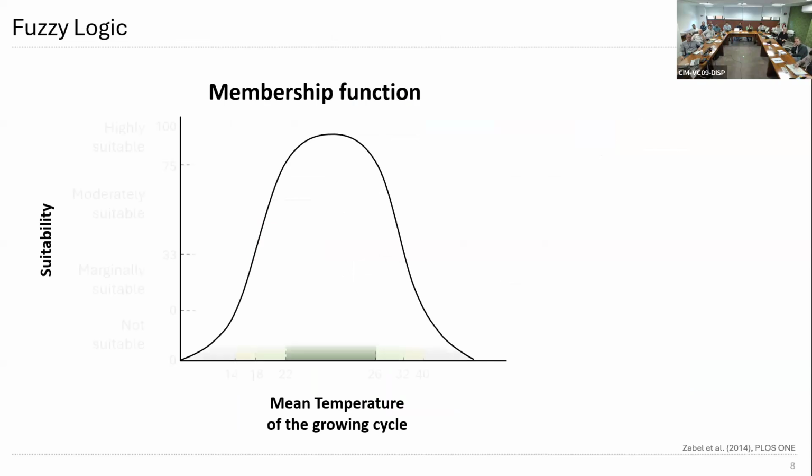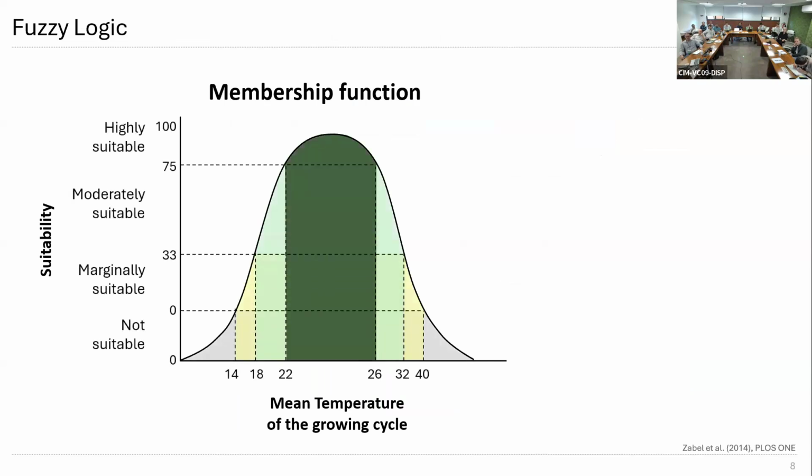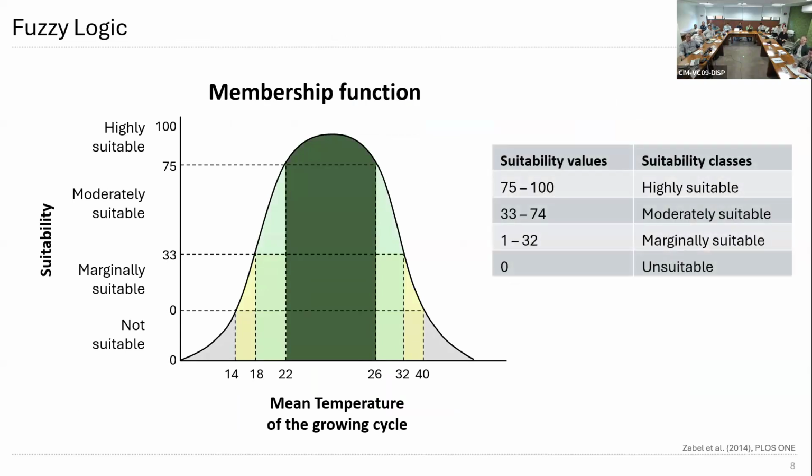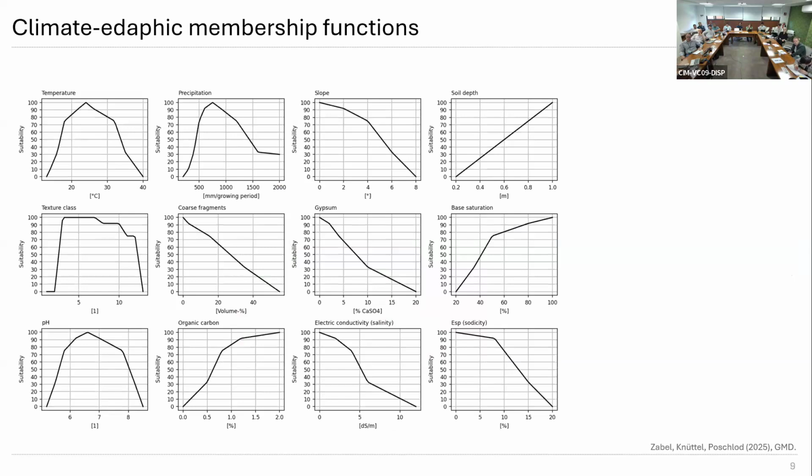That's how the membership function in general works. So you can define, for temperature for instance, a bell curve and classify your fuzzy logic memberships. And that's kind of easy. Even a farmer can actually do that quite easily from his experience. So for values between 0 and 100, 100 means it's highly suitable and 0 means it's unsuitable. And in between, you can define different classes of suitability.